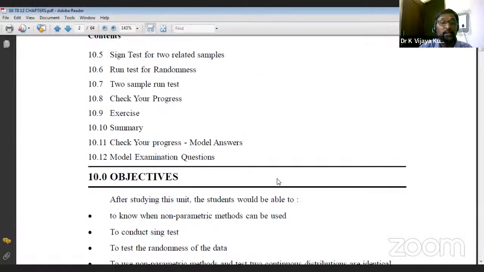Today we will discuss the sign and run test. What is the sign test? How can we do it here? We will discuss it today.